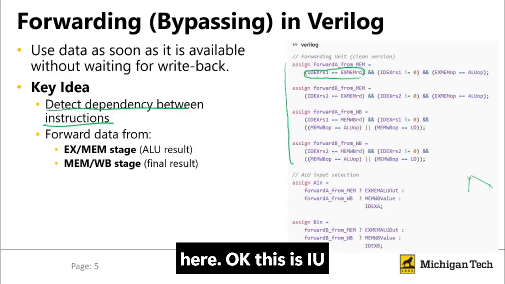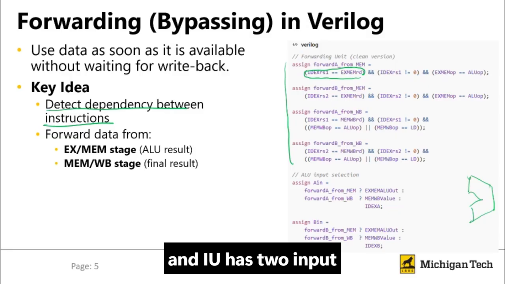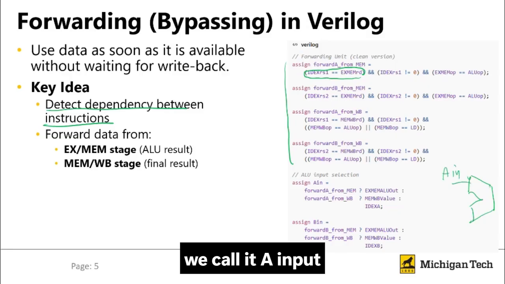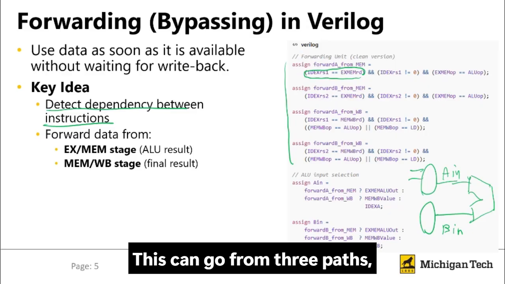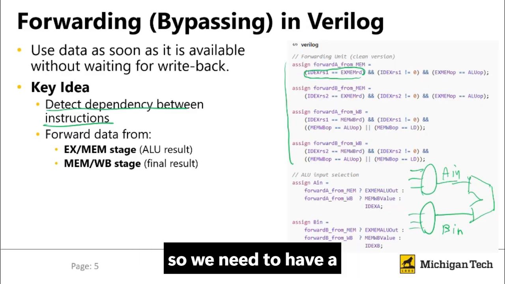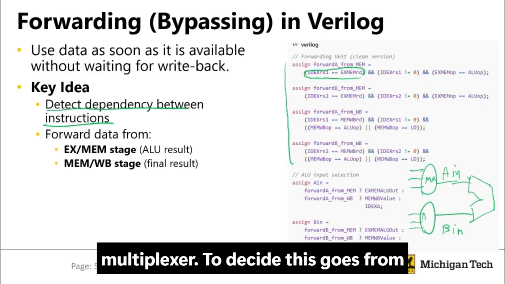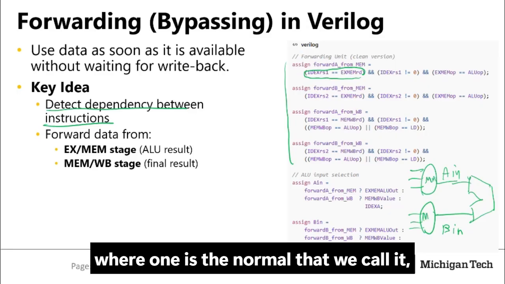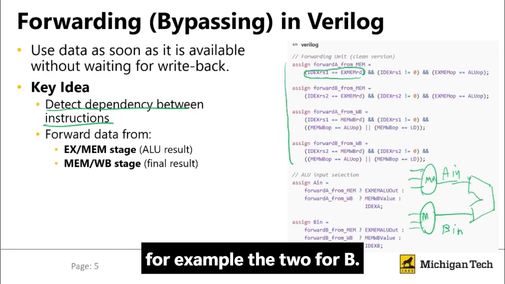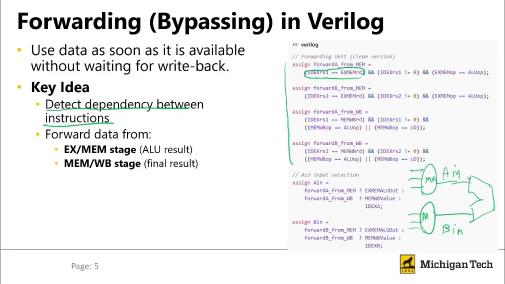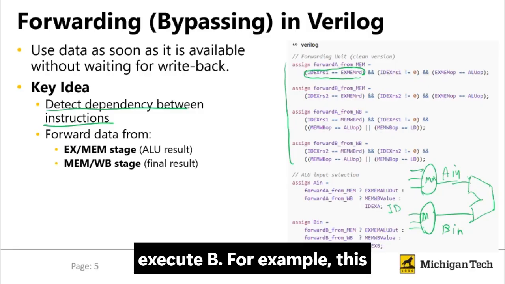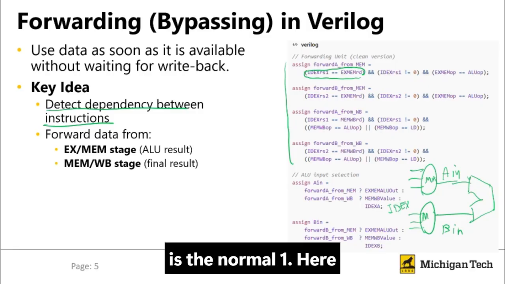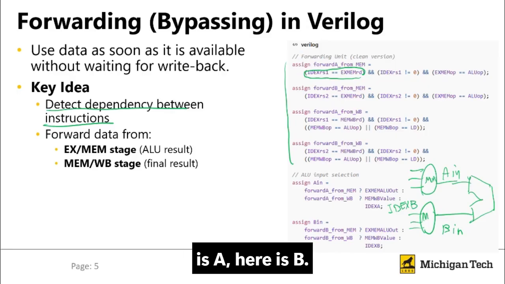Okay, this is the ALU, and the ALU has two inputs. We call them the A input and the B input. But each can come from three paths, so we need a multiplexer to decide where it comes from. One is the normal one, for example, let's do it for B: instruction decode, execute B. This is the normal one. Here is A, here is B.